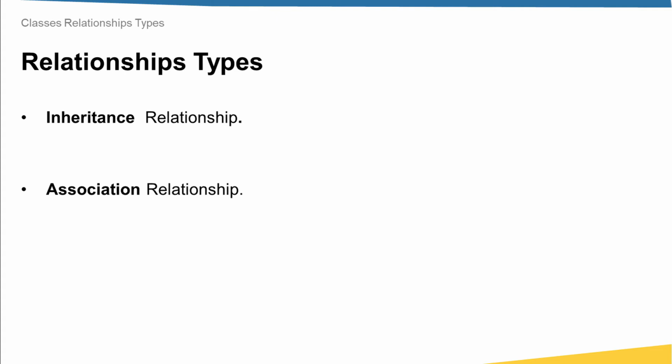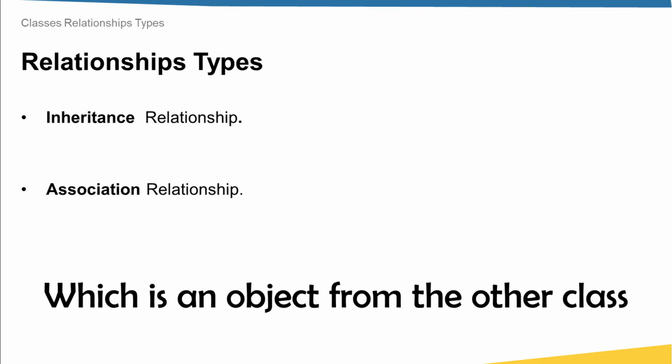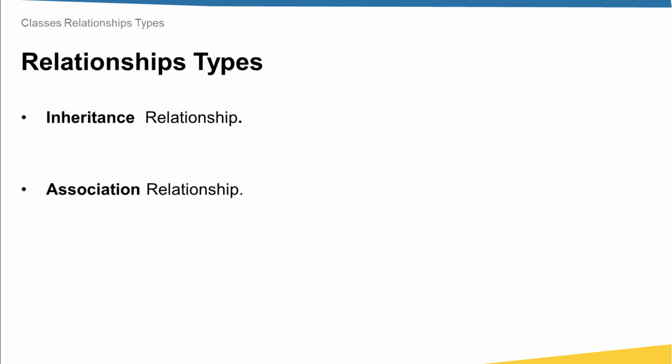We say that there is association relationship between two classes if one of these classes has an instance attribute which is an object from the other class. And that's it. Now don't be worried if you don't understand all the details of these relationships, because there are specific lectures in which I will talk in details about each one of these relationships with examples.